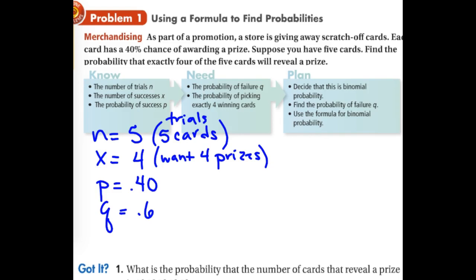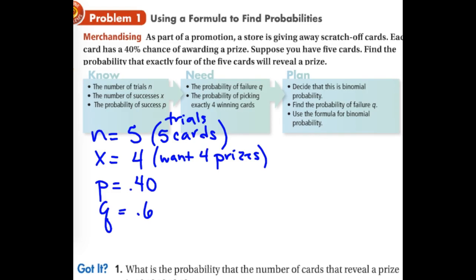So setting up our formula, we said nCx, p to the x, q to the n minus x. That was the formula on the previous slide. n is the number of trials, so we have 5 trials. x is the number of successes, and we wanted 4 of those. So 5C4.